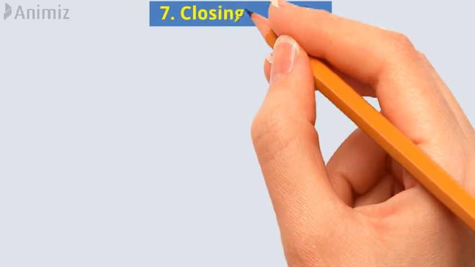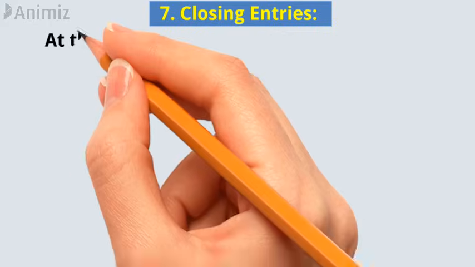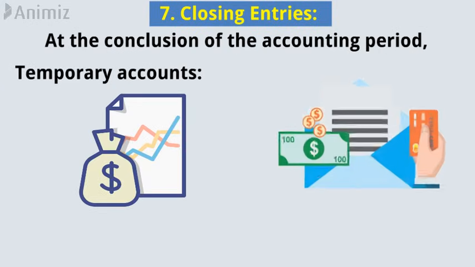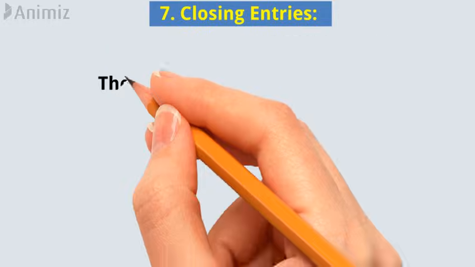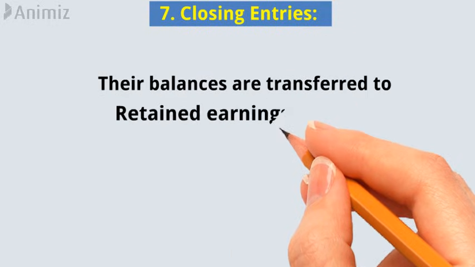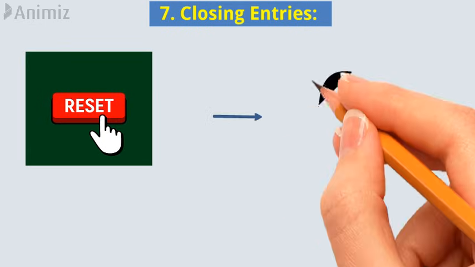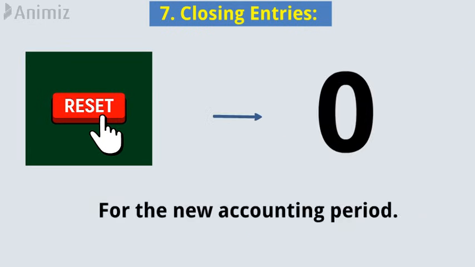7. Closing entries. At the conclusion of the accounting period, temporary accounts, such as revenue and expense accounts, are closed, meaning their balances are transferred to the retained earnings account on the balance sheet. This procedure resets these accounts to zero for the new accounting period.